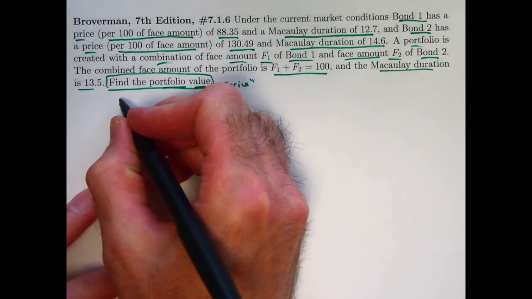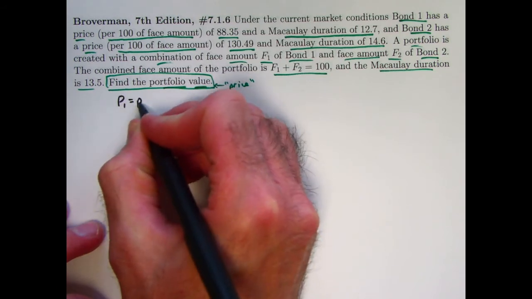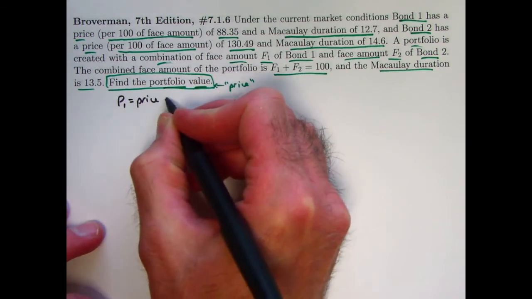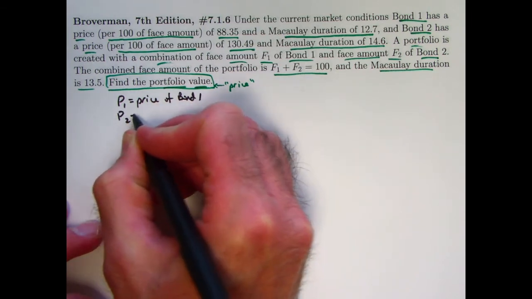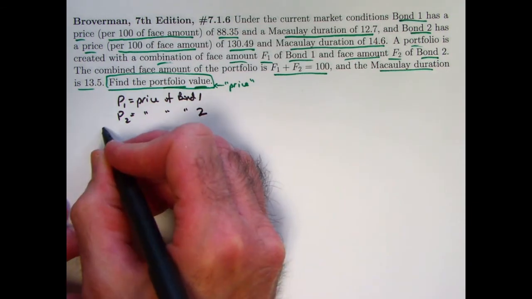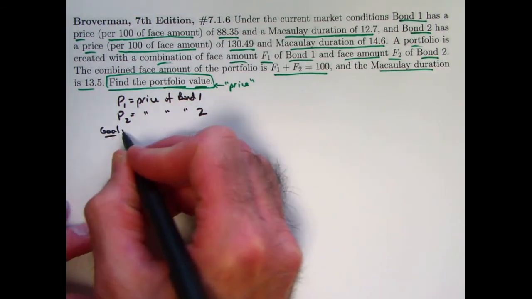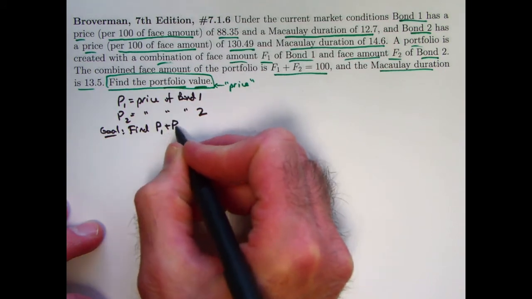Let's go ahead and write down some symbols. Let's say P1 is the price or value of bond 1. P2 is the price or value of bond 2. The goal sounds simple. Just find the sum P1 plus P2.